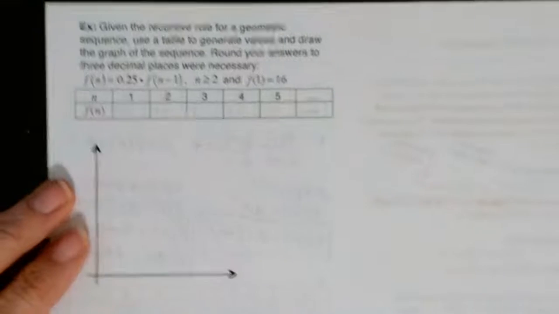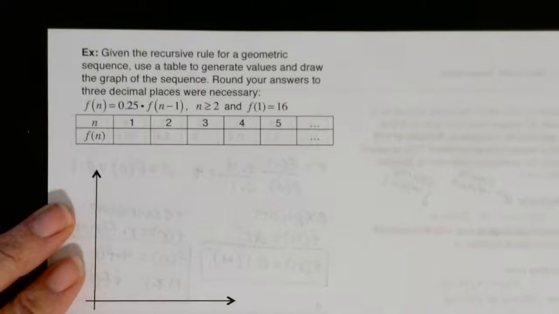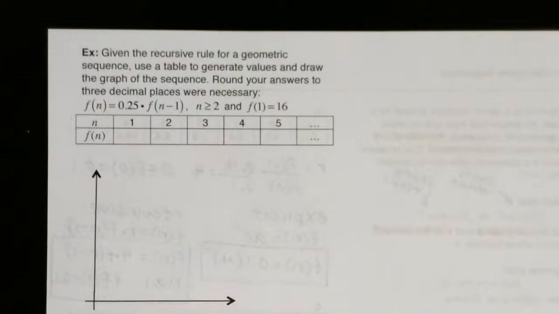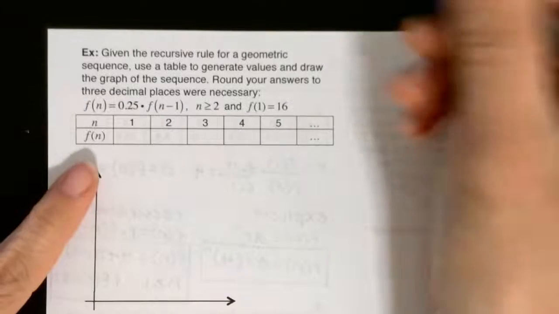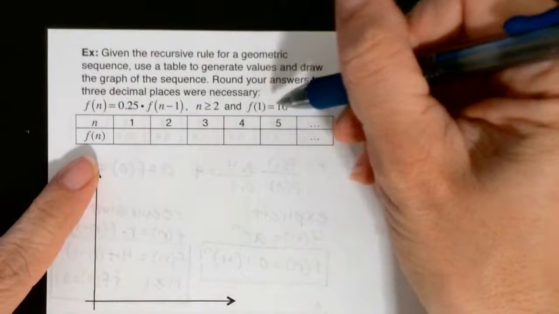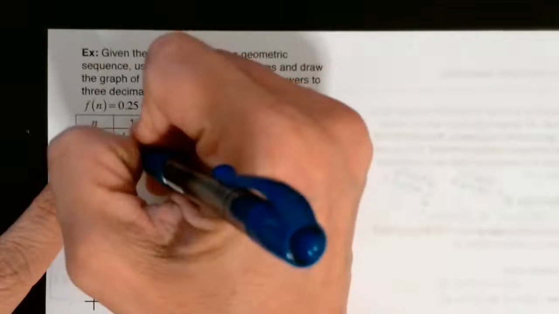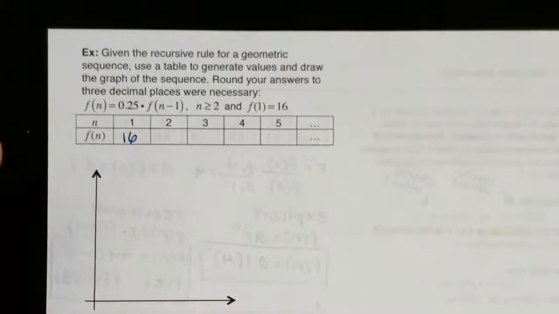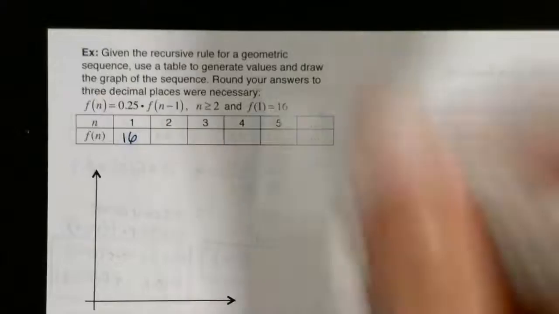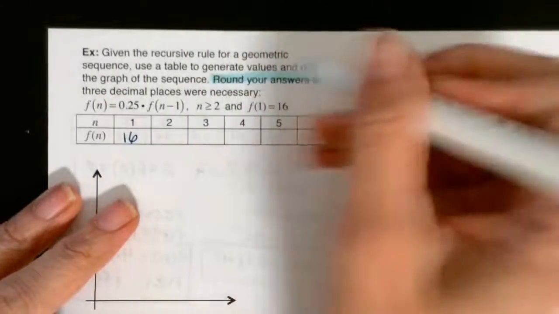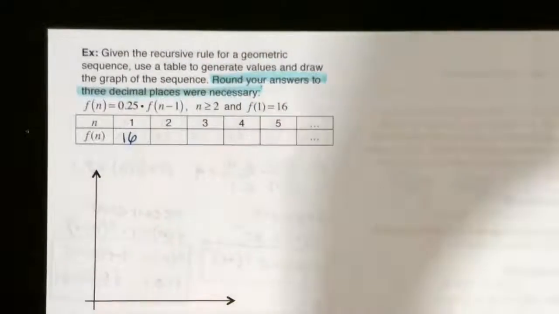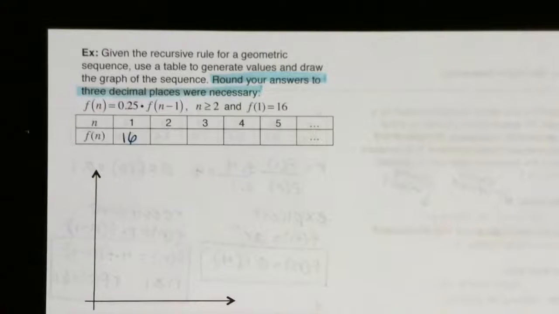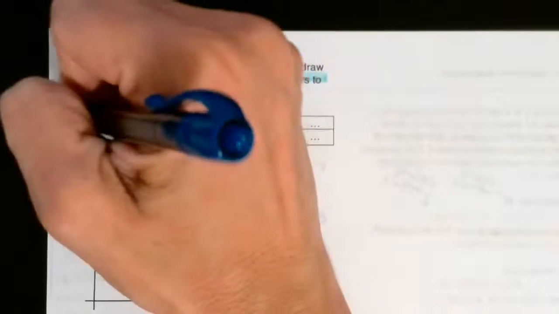Okay, use the recursive rule. Oh, it's recursive this time. Woohoo! For a geometric sequence, use a table to generate values and draw the graph of the sequence. Okay. So this tells us right here, f of 1 is 16. The directions also tell us to round your answers to 3 decimal places where necessary. So we definitely didn't need it on the first one. And if you can remember, that value right there is your R.